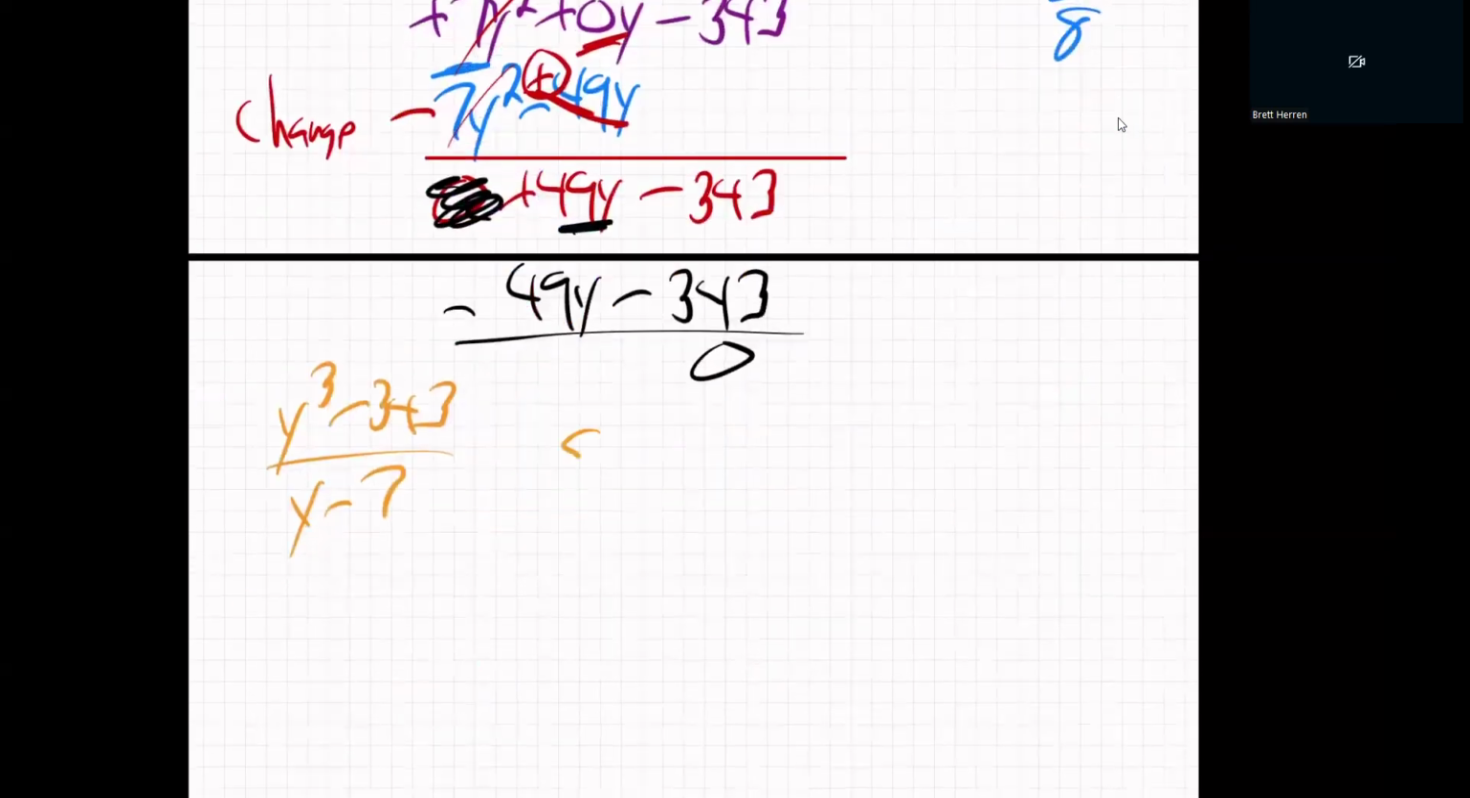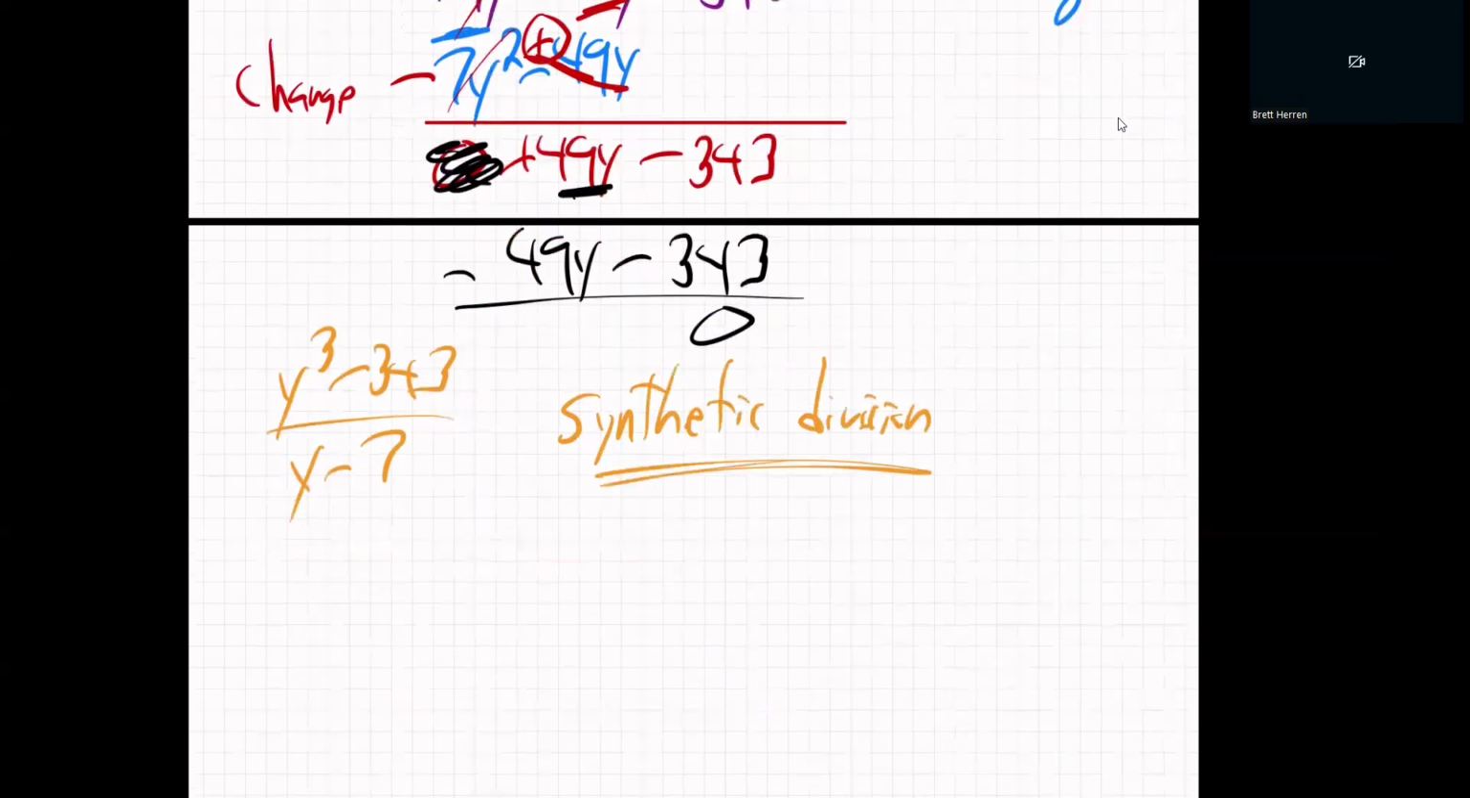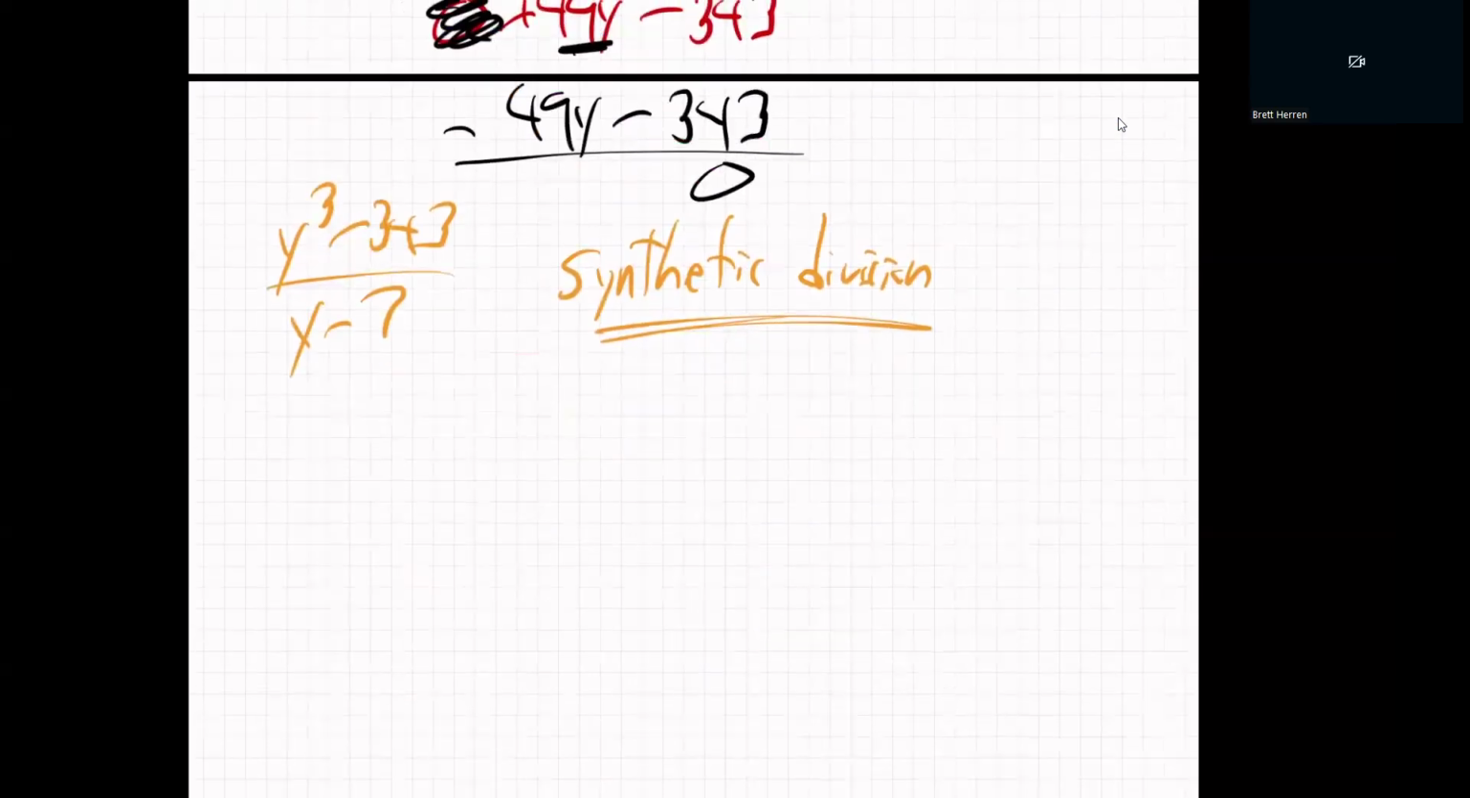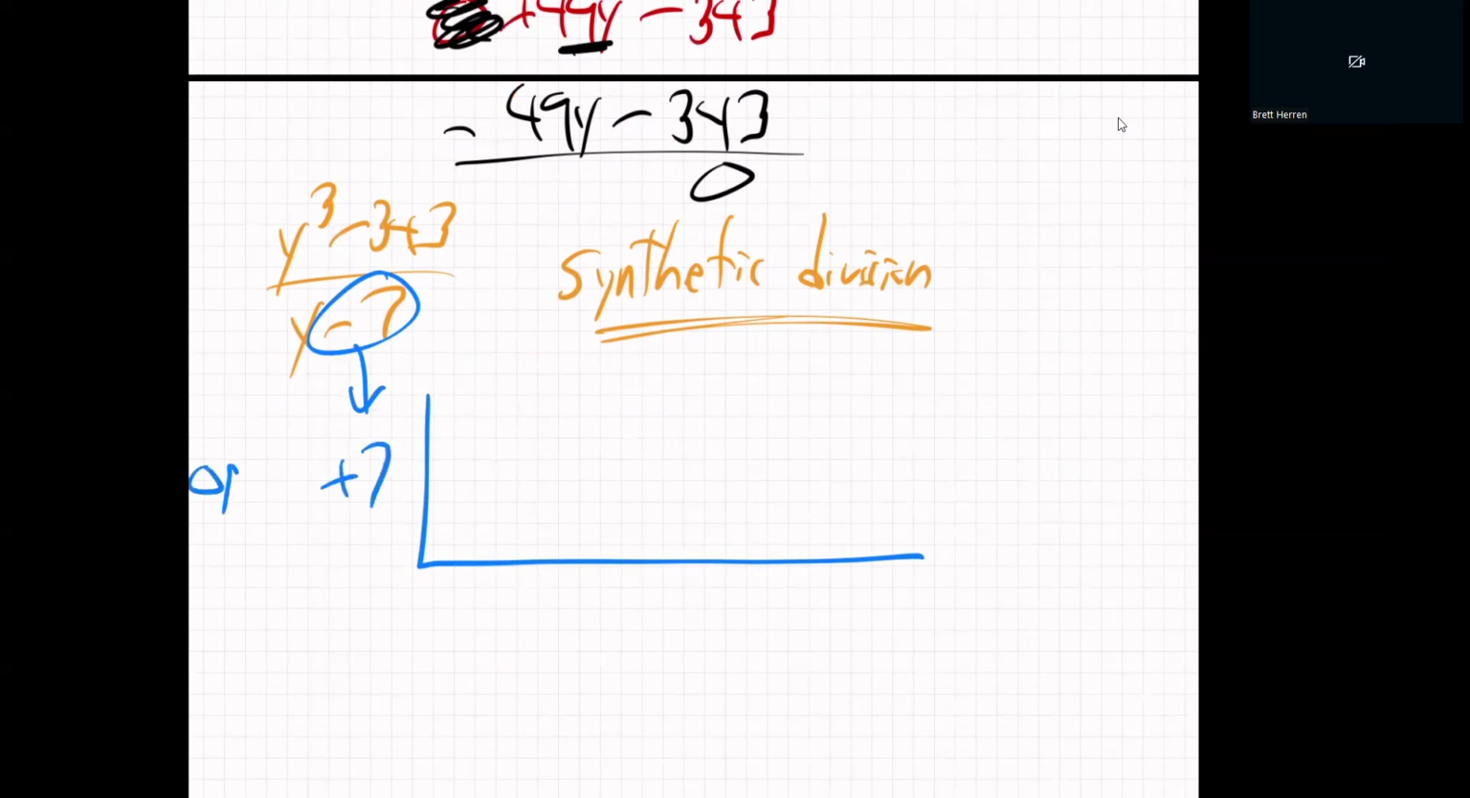Okay. Synthetic division would be quicker. It's fake division. It's made in a lab. So what you do is you just put a box like this. You take the number that's out here and you put the opposite of it. So if it was a positive 7, I'd put negative 7. If it was a negative 7, I put positive. And then you take the coefficients here.